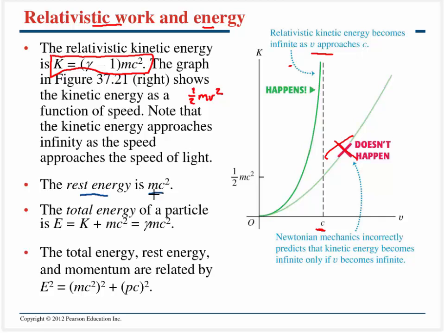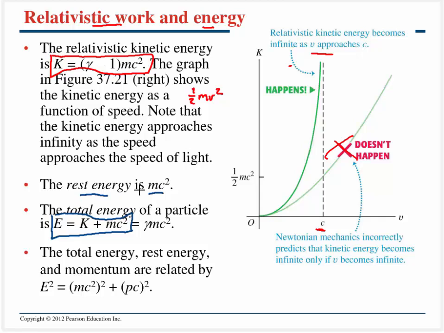So I was lying to you a little bit in physics 241 and 242, where I said energy is a conserved quantity. In reality, energy plus mass is going to be the conserved quantity. So when we talk about the total energy of a particle, it's going to be equal to its kinetic energy plus mc squared.